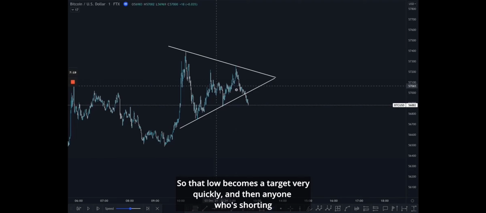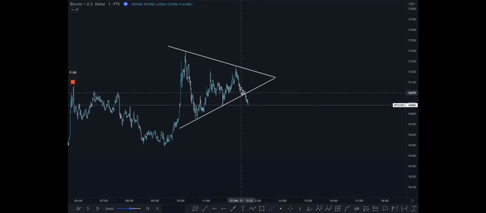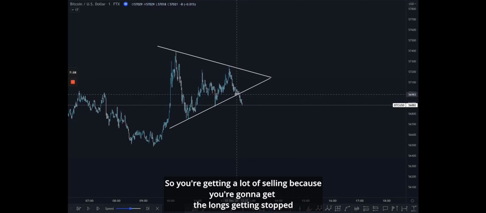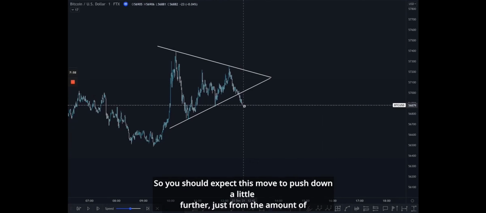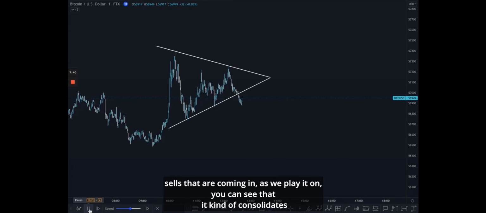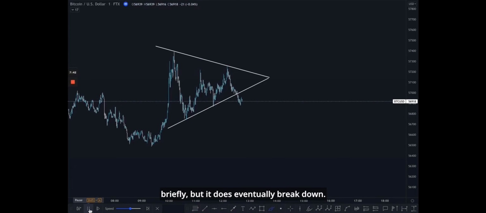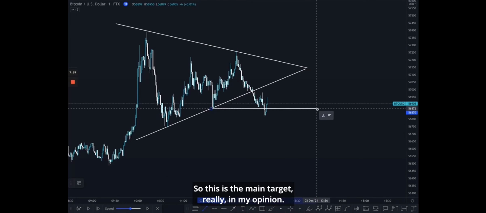And then anyone who's shorting now has seen this break from here, and they're probably going short here. So you're getting a lot of selling because you're going to get the longs getting stopped out along with the breakdown shorters. You should expect this move to push down a little further just from the amount of sells that are coming in. As we play it on, you can see that it consolidates briefly, but it does eventually break down. So now at this point, we've broken down here and we've swept out this low. This was the main target really, in my opinion.